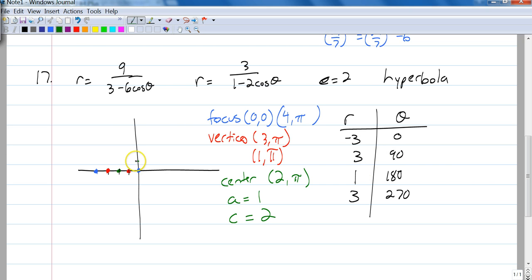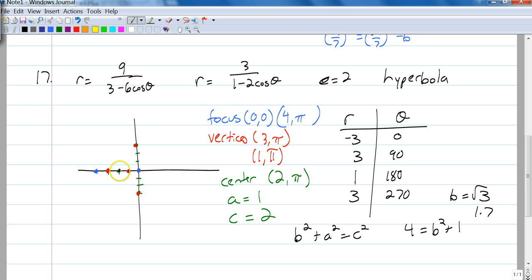At 90 degrees, we're up 3. We're right there. And at 270, we're 3 in that direction too. Okay. I probably should have put those as red because that's the graph we're doing. Now, we need to find the b value to find our box. And we have b squared plus a squared equals c squared. 4 equals b squared plus 1. So b is equal to root 3, which is approximately 1.7.